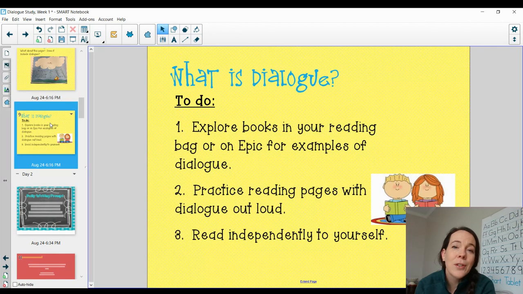So your job today is to explore books in your reading bag, books that you have at home, or books that you have on Epic for examples of dialogue. You're going to practice reading those pages with dialogue out loud. Try to change your voice when you read what the character is speaking, but use your regular voice when you're reading the dialogue tag. And then when you're done with that, you can go ahead and read independently to yourself. Enjoy!